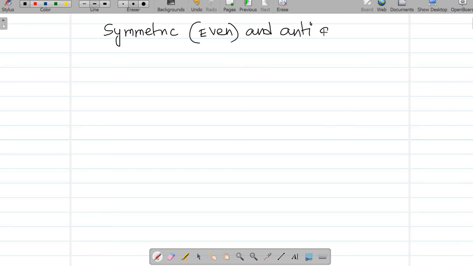So the next type of classification that we are going to study is the symmetric and anti-symmetric classification. Symmetric, which is even, and anti-symmetric, which is otherwise called an odd signal. So the signal can be classified as symmetric or anti-symmetric signals.